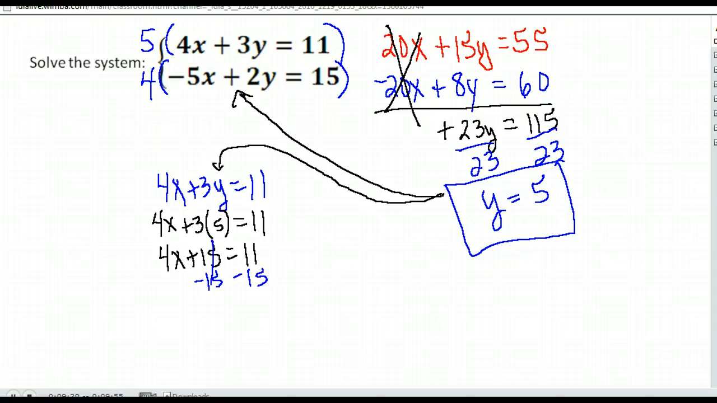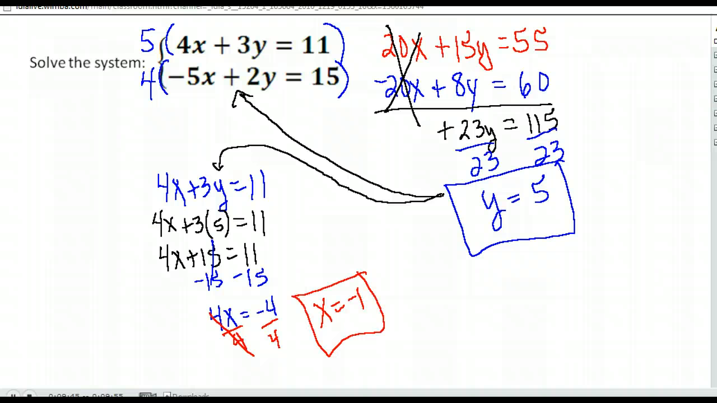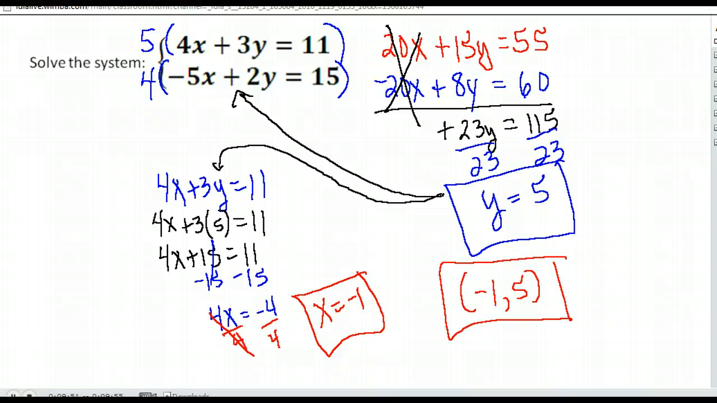Subtract 15 from both sides. I have 4x equals negative 4. Divide both sides by 4, and I am good. X equals negative 1. So my solution, written as an ordered pair, is negative 1, 5. Remember, x comes before y. And there is our solution.